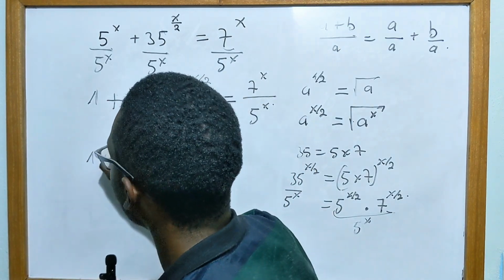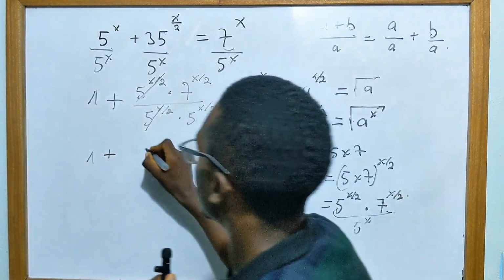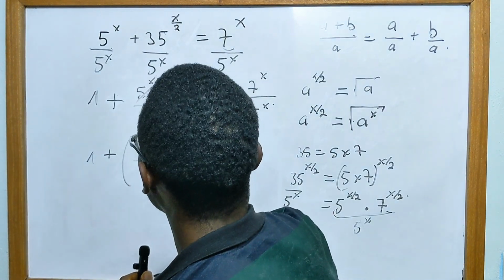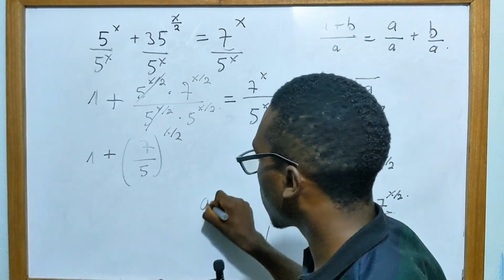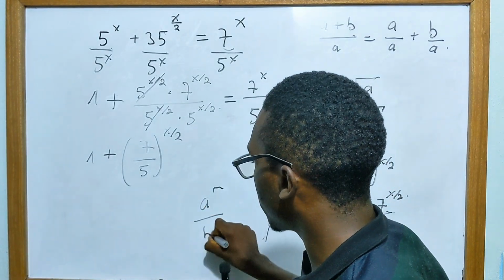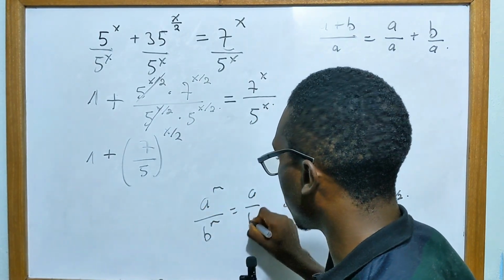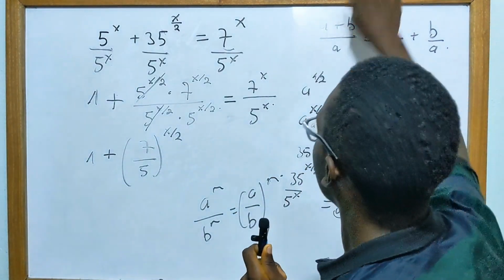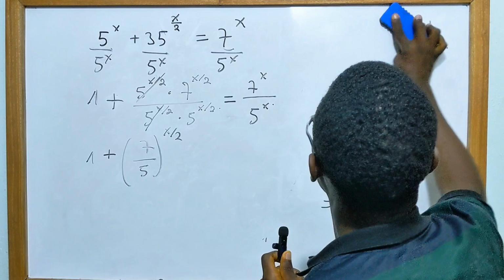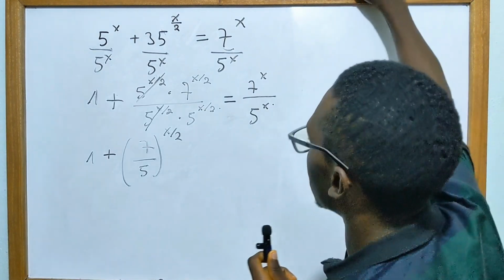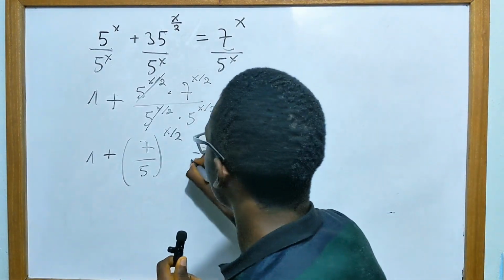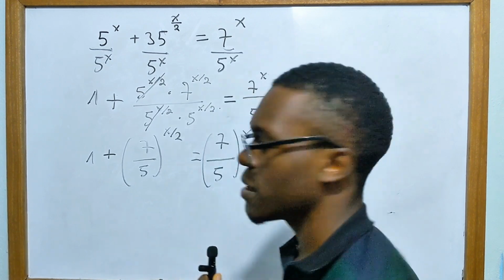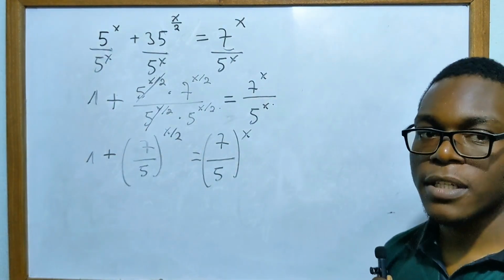Hence, you have 1 plus 7 all over 5, all that to the power x all over 2, since you know that a to the power m all over b to the power m is equal to (a all over b) to the power m. That is the same principle we apply here. And also at this point, you are going to have this equal to (7 all over 5) to the power x. That is a typical principle in exponents and logarithms.